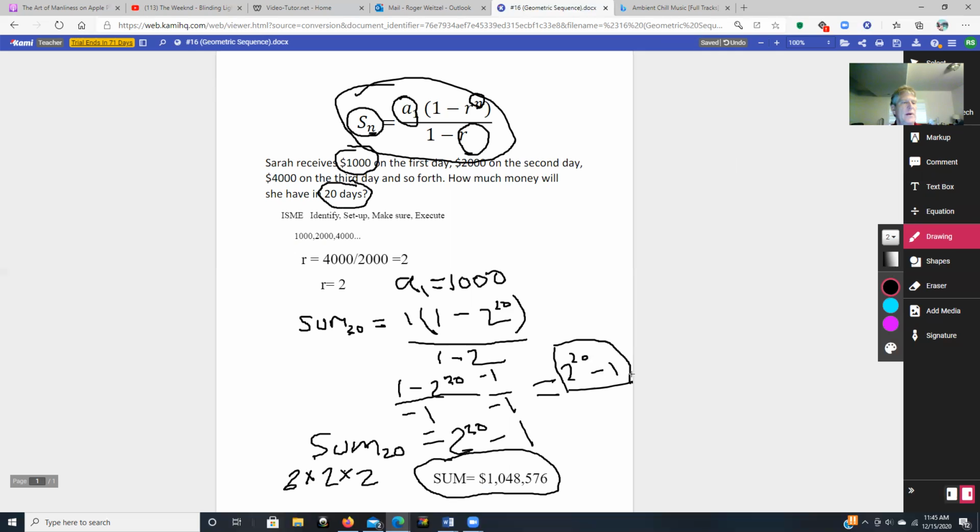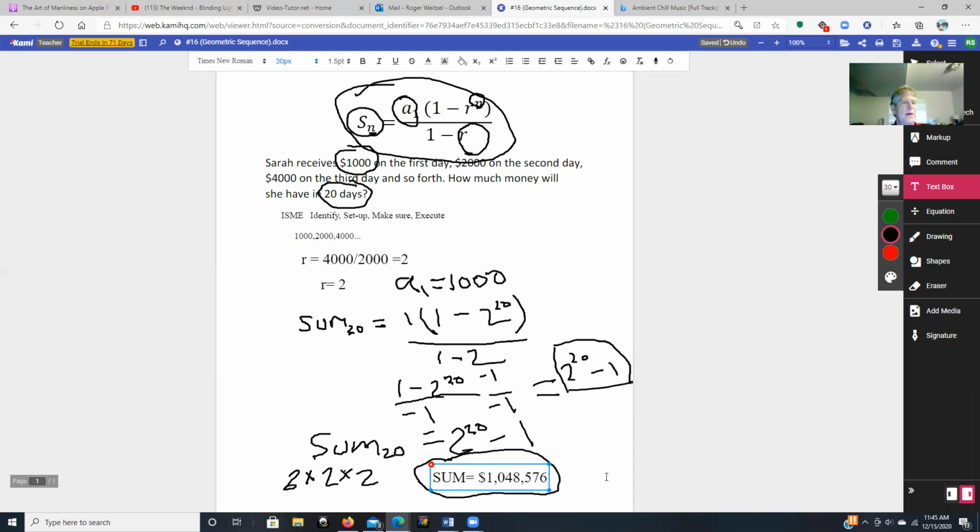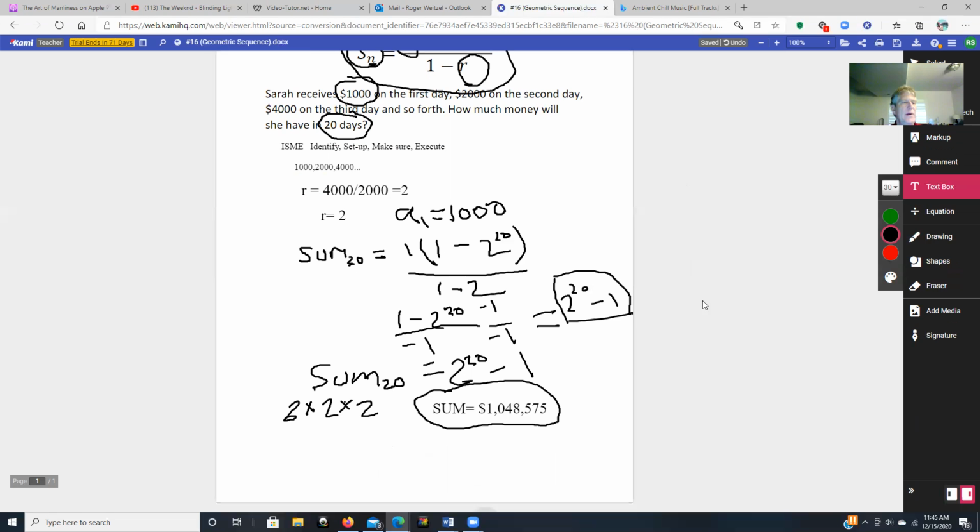And this 1 here, just to be technically correct, we needed to take 1 away from that, and you can see that in the big scheme of things, that $1 isn't going to make a lot of difference. So we have $1,048,575. Kind of a prosperous month for Sarah.